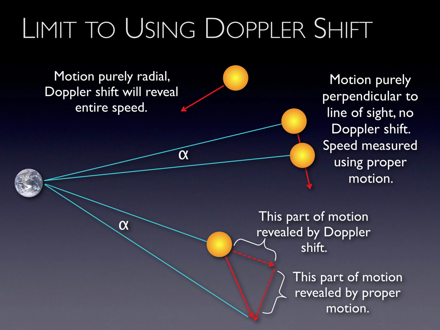This situation is depicted in the middle illustration. The star's motion would have to be measured by observing how its angular position changes over time. Then, if we know its distance, the speed can then be calculated. Usually, a star is going to be moving in a random direction with both perpendicular and radial components. The Doppler shift will reveal the radial component of its speed and the angular motion will reveal the perpendicular component. The two components can then be used to find the total speed of the star.